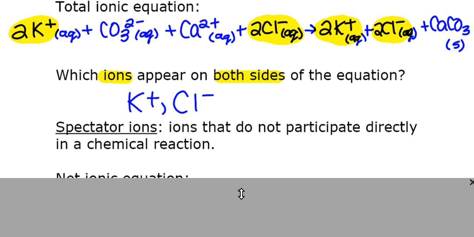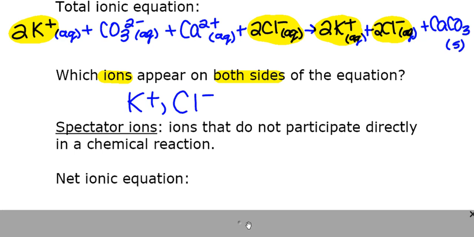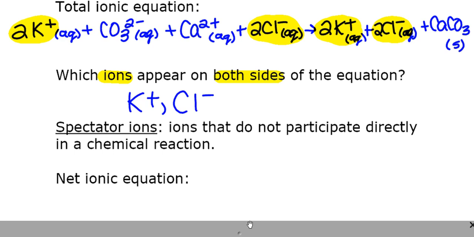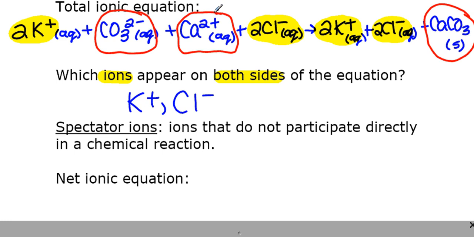Let's take a look at another type of equation, net ionic equation. So what's a net ionic equation? To get the net ionic equation, it only involves the ions and compounds that are used to make our new product. So what's our new product? This is our new product over here, calcium carbonate. What goes into making calcium carbonate? We've got carbonate ion and the calcium ion.